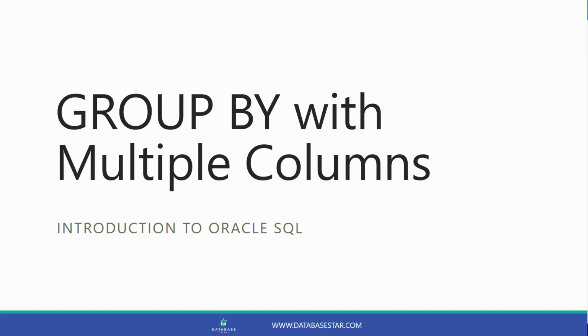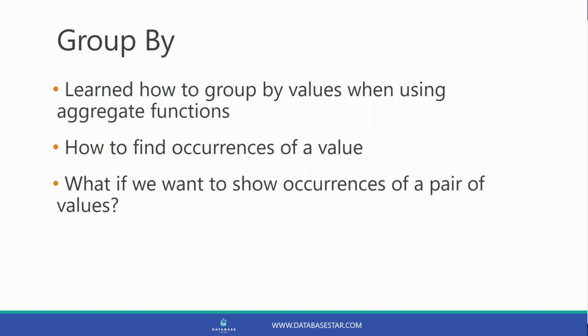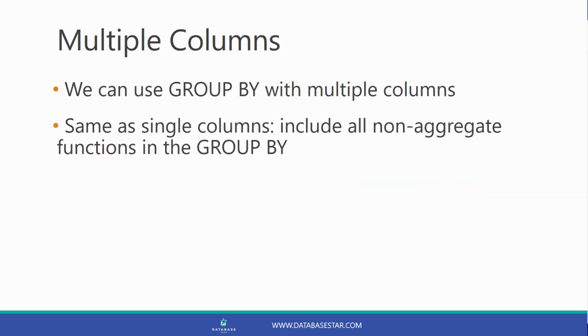Group by with multiple columns. We've just learned how to group by values when using aggregate functions. We also saw how to find occurrences of a single value. What if we want to show two values and the number of occurrences? We can use group by with multiple columns. The same rules apply as for single columns.